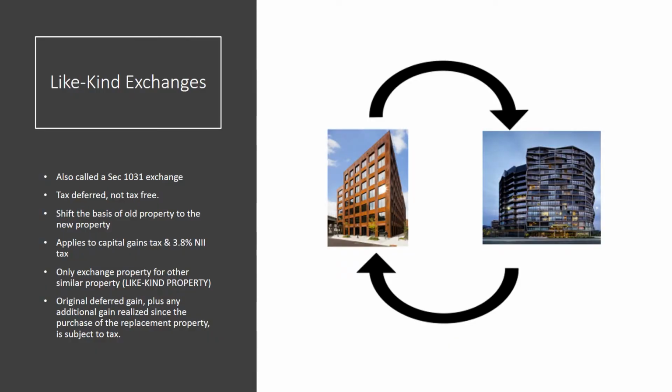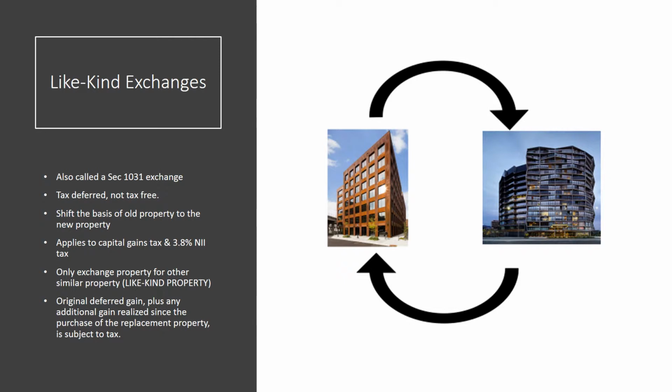In a like-kind exchange, also called a Section 1031 exchange, you can defer paying taxes upon the sale of property by swapping your property for similar property owned by someone else. The Tax Cuts and Jobs Act eliminated like-kind exchanges for personal property after 2017. However, they remain available for real property.